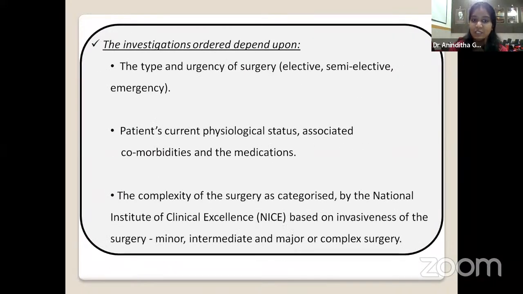So the investigations ordered depend upon the type and urgency of surgery, which is classified into elective, semi-elective, and emergency surgeries; the patient's current physiological status, associated comorbidities, and the medications being used; and the complexity of the surgery as categorized by the National Institute of Clinical Excellence, based on invasiveness of surgery: minor, intermediate, and major or complex surgery.